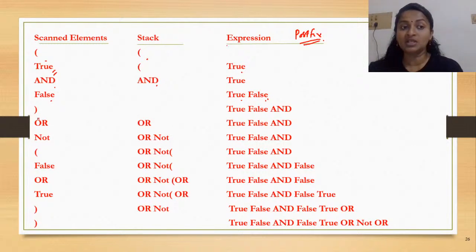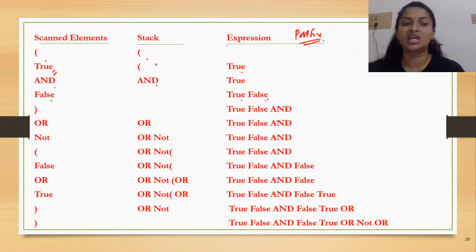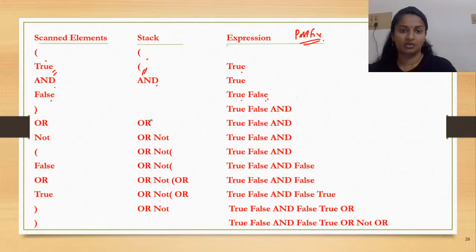So what would happen? Whenever there is a closing bracket, you need to pop everything from the stack till you get a matching opening bracket, right? Now what is the only thing in your stack? Your stack is the operator and, right? So this would be popped and appended to your postfix expression.